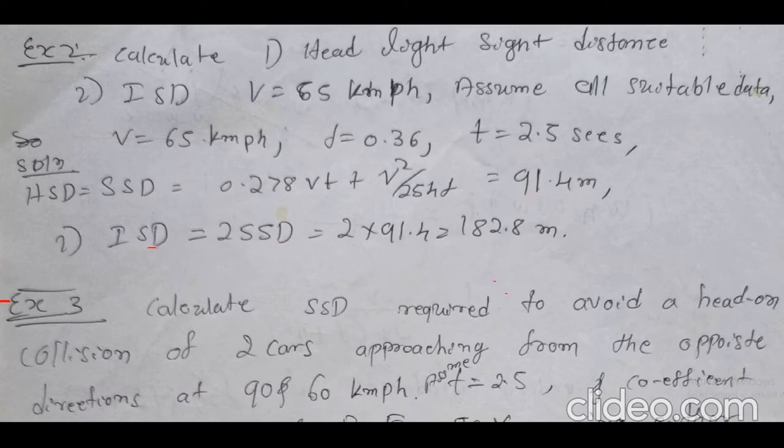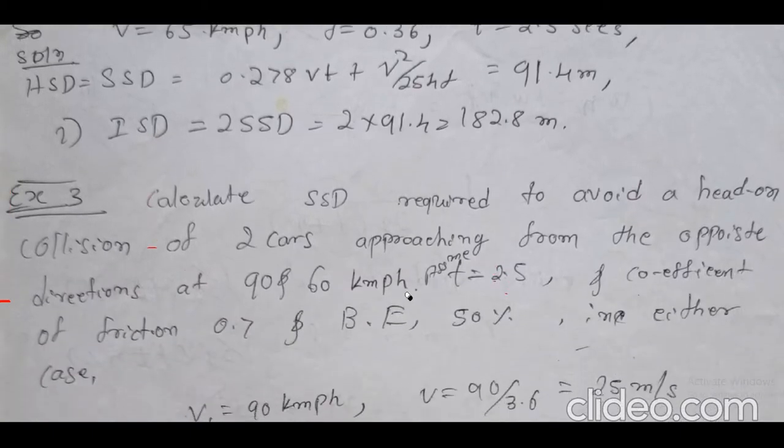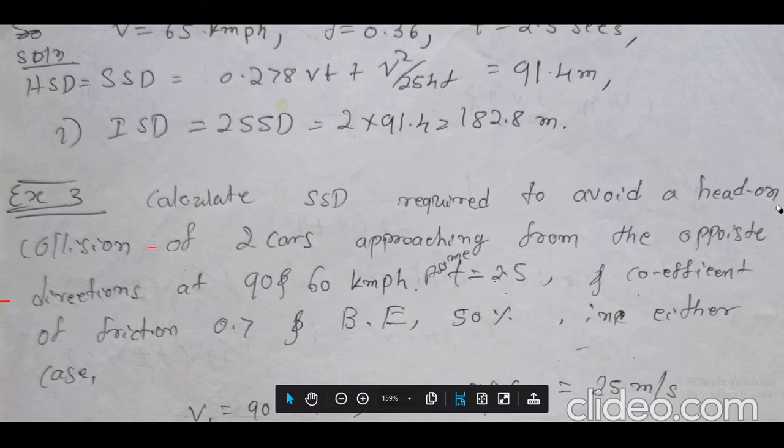Next problem. Calculate the SSD required to avoid the head-on collision of two cars approaching from opposite direction. Two cars are traveling at 90 kmph and 60 kmph. Assume t is equal to 2.5 seconds. Coefficient of friction is 0.7. Brake efficiency 50% for both the vehicles.